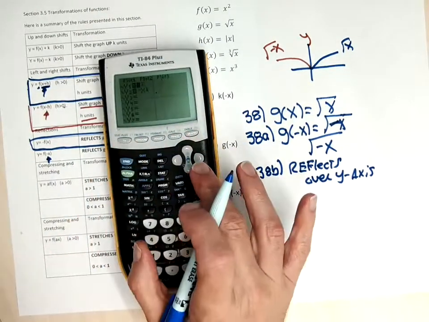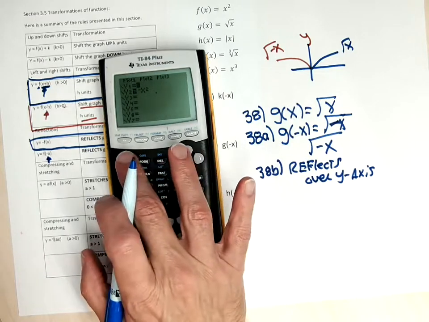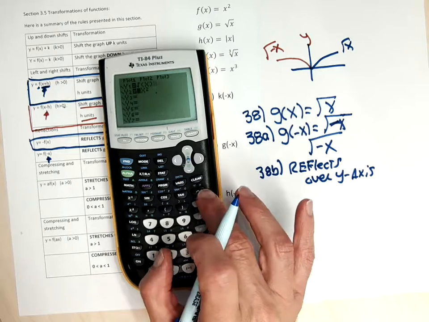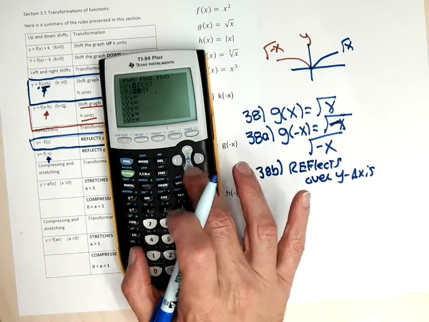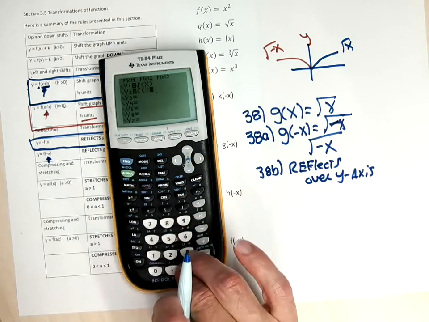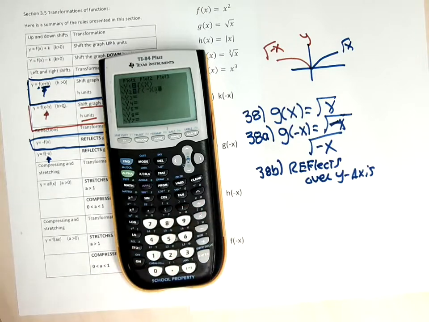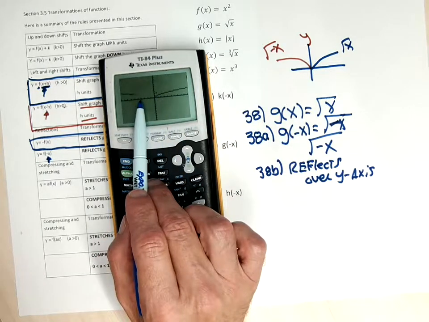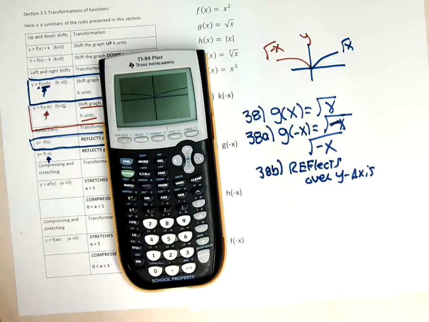And let me show you that real quickly. So if I go to my y equals, and in y1 do the square root of x, and in y2 do the square root of negative x, putting the negative in parentheses to make it like it's under the square root as opposed to in front of the square root. Here is the square root of x, and this is going to be the square root of negative x flipped over the y-axis.